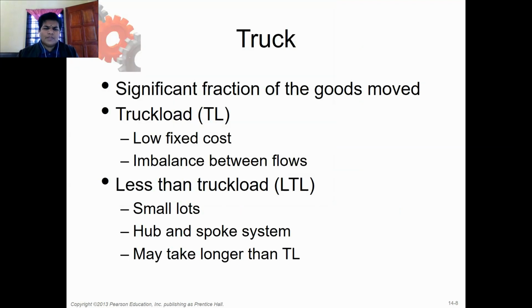Next, truck, which moves a significant fraction of the goods. There are two types: truckload and less than truckload. Truckload has low fixed cost, but there can be imbalance between flows. Less than truckload is for small loads, where the quantity carried is also small, uses a hub and spoke system, and may take longer than truckload.